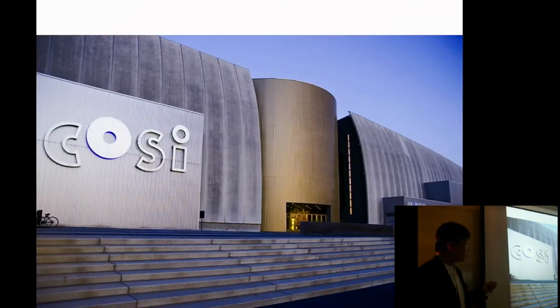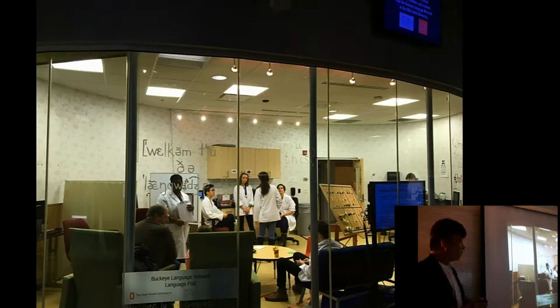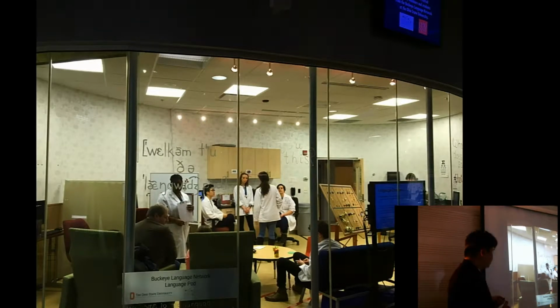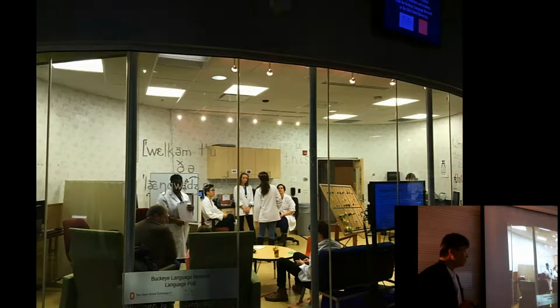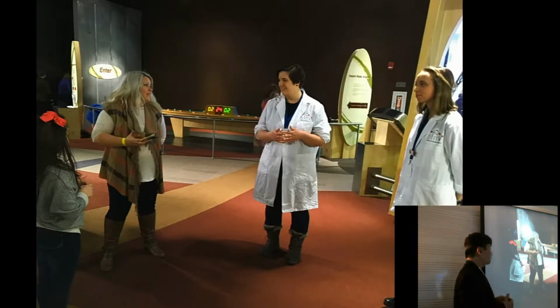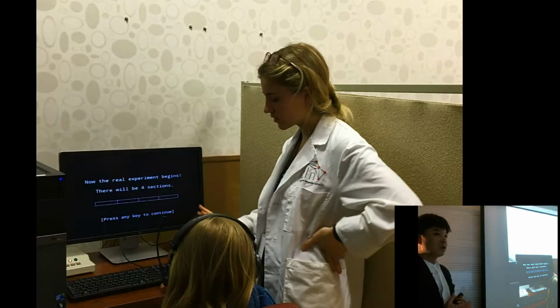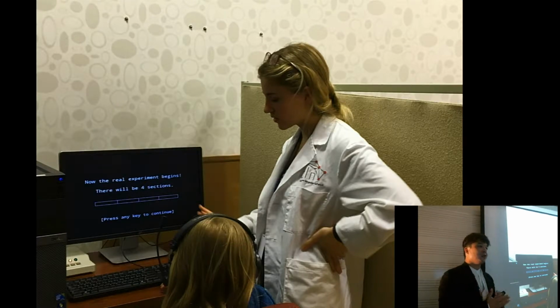This is a picture of COSI, the Children's Museum in Columbus, Ohio. On the second floor we have a lab space called the Buckeye Language Network Language Pod. Here are some of my students there. What we do is we reach out to parents and kids and ask if they're interested in participating in our study. If they say yes, then we run them on some tasks, some memory tasks, some rhythm tasks. The entire procedure has to be done in 20 to 25 minutes.